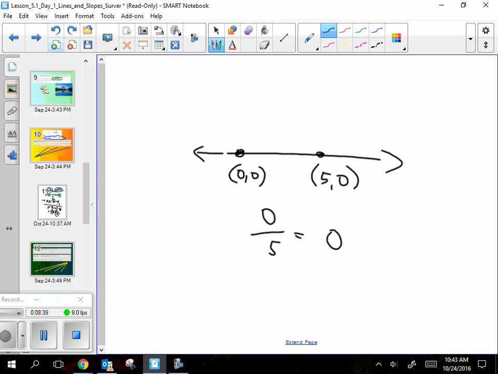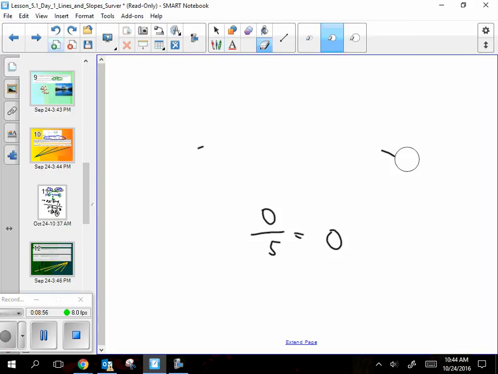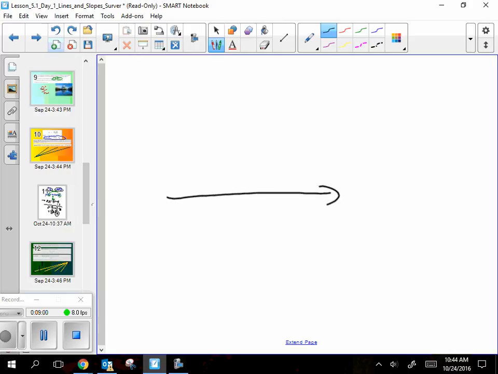Now, just to clarify, some kids say no slope. Not true. No slope means you cannot find a slope. This has a slope, and what is the slope? 0. That's a big important distinction. Some kids think no slope means the same thing as 0 slope. It does not. The slope of 0 is a flat line, no change. All right, so then how about one of these? How much slope does that have?